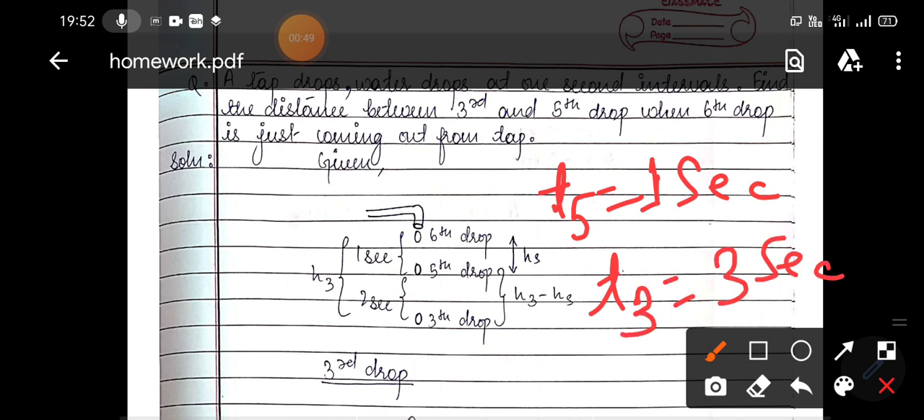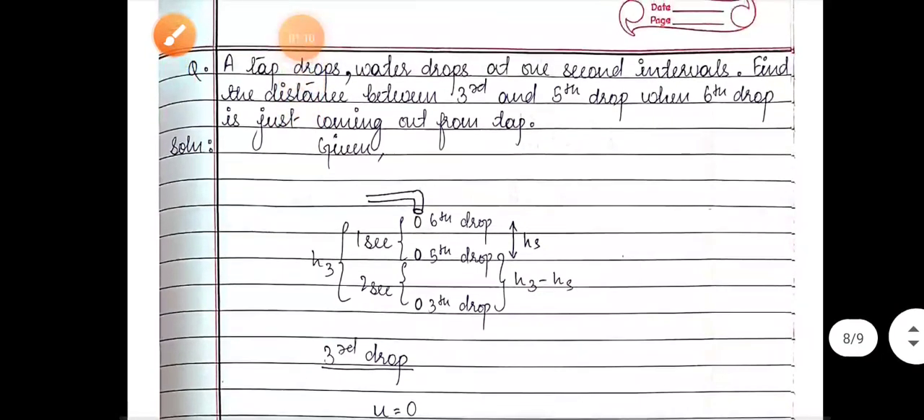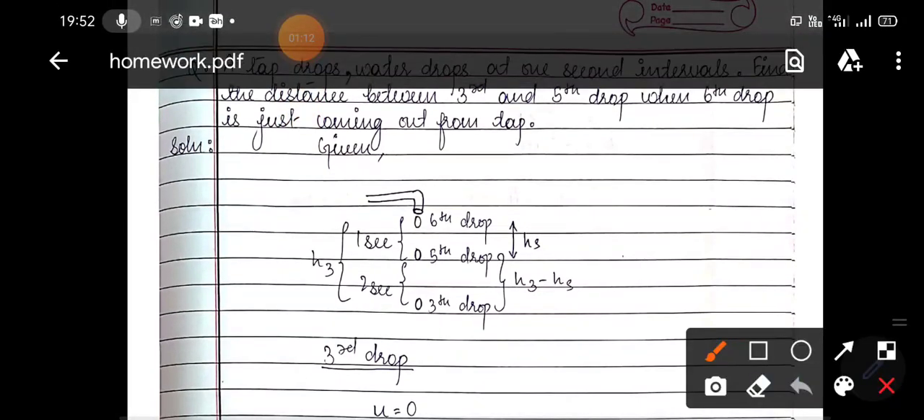One thing you have to understand is that when the drop is falling, its initial velocity is 0. Initial velocity is 0 for both the fifth drop and the third drop. For all the drops, the initial velocity is 0. Now, what do we have to find out? We have to find out the distance between the third drop and the fifth drop.